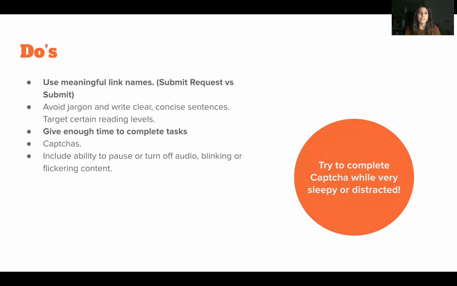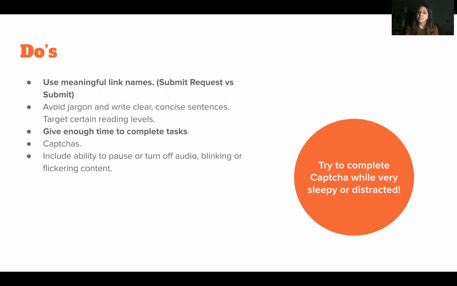So for this one, it's important to use meaningful link names so they're easy to understand. I think this goes for your design process anyway, like "submit request" versus "submit". I bolded that because if you are using just your keyboard or a device, and your buttons are named vaguely, it's really easy to go to the wrong place and then have to go back. It's just not a good experience. And also avoid jargon and write clear, concise sentences. There's usually a target reading level to make sure it's understandable. There's an app called Hemingway app that helps make your text more understandable. When you're very knowledgeable about something, you kind of go off, and not everybody understands.